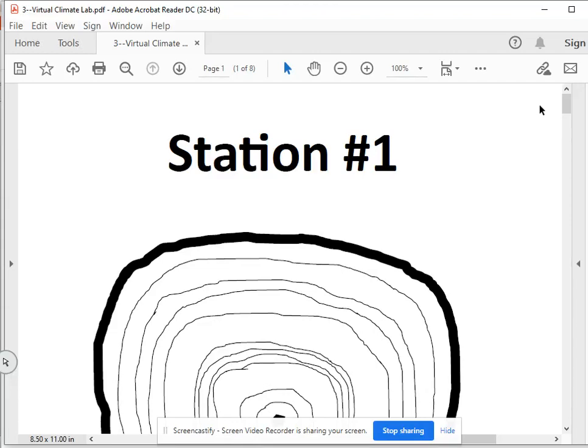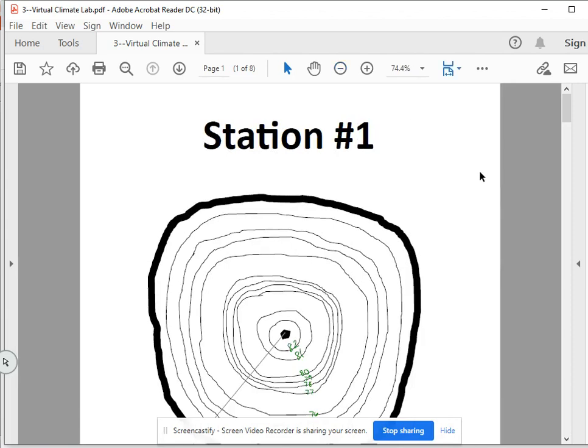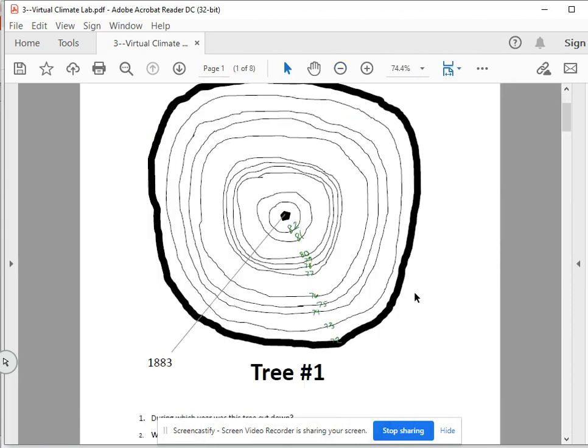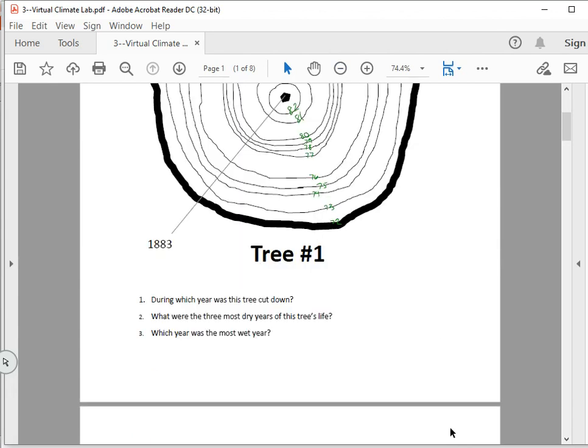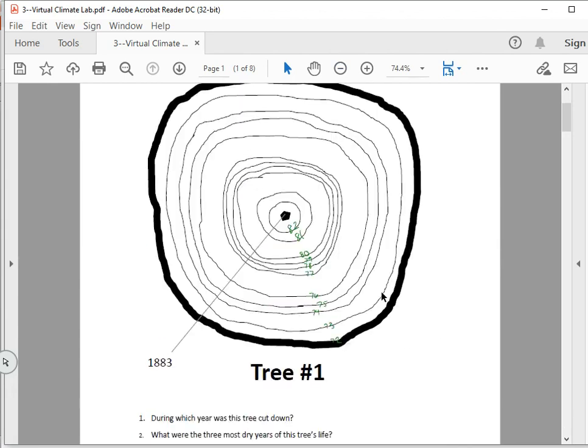Hey there. So we're going to go over your answers to the questions for the station activities that we did in class. Starting at station number 1, station 1 was a tree ring one. And it asks here, number 1, which year was the tree cut down?